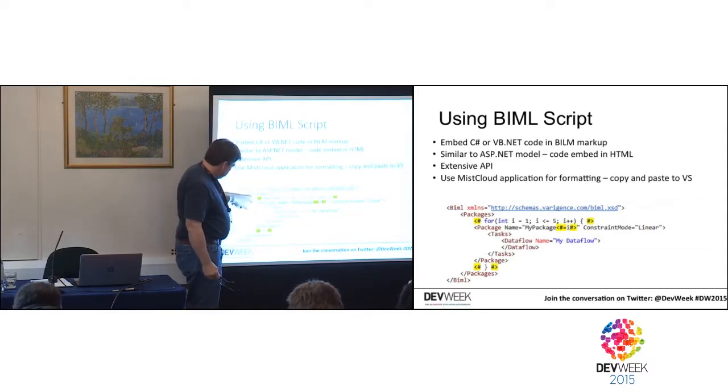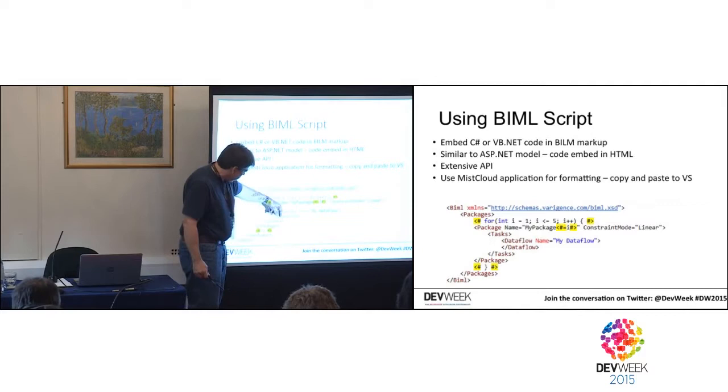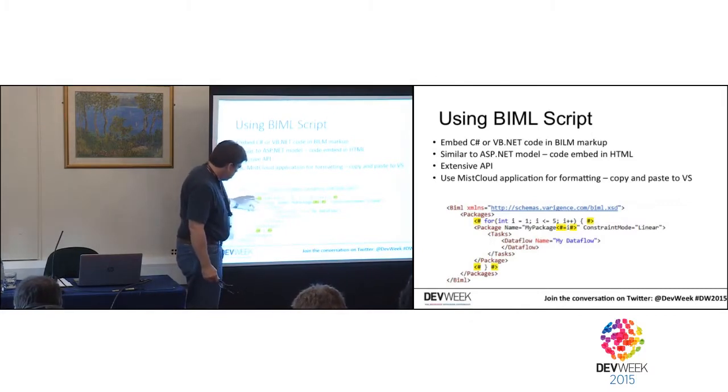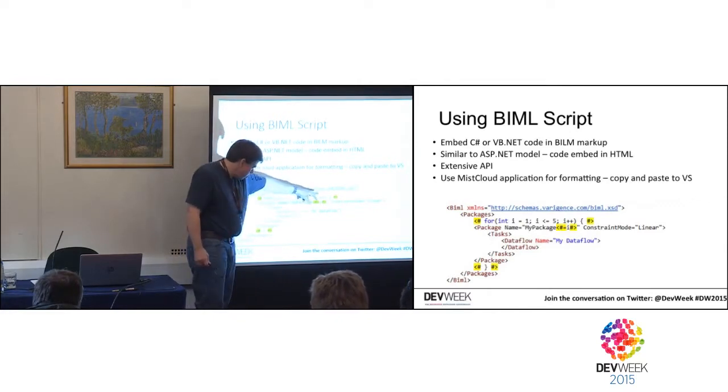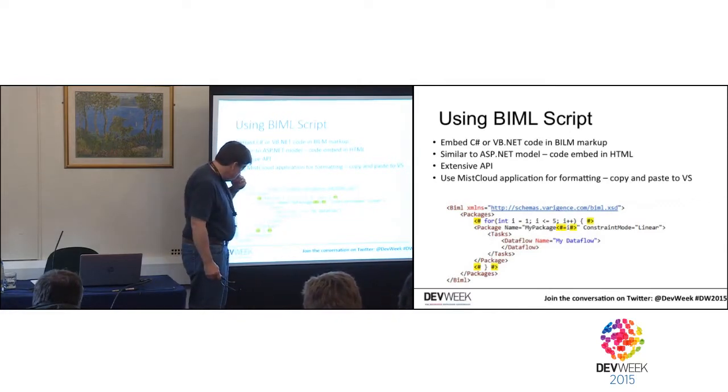So here you're going to notice I'm going to have packages just like you did. So there's my BimlScript code. But I'm going to then embed. So for this example, for int I equals 1, I is less than or equal to 5, I++, then package name. So this is for embedding a line of code. You start out with the less than, then a sharp sign, end it with a sharp sign, and greater than.